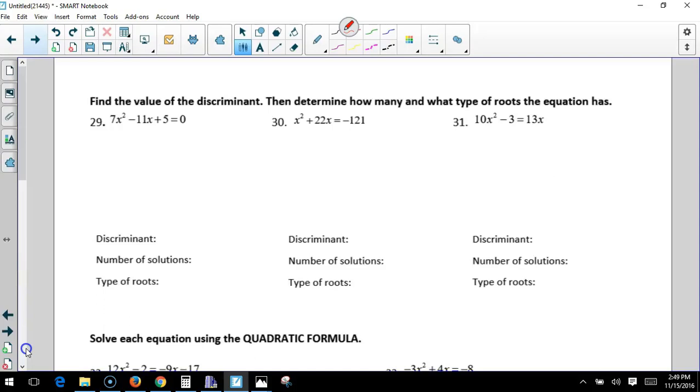Find the value of the discriminant. Okay? Remember, the discriminant is the part underneath the radical, b squared minus 4ac. So we're going to identify a, b, and c. Always good practice. 7, negative 11, and 5.